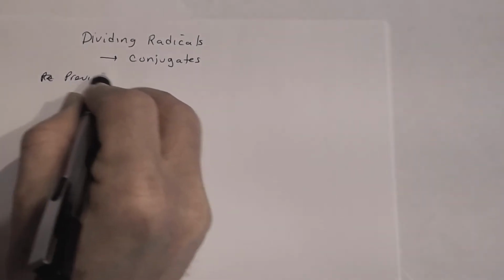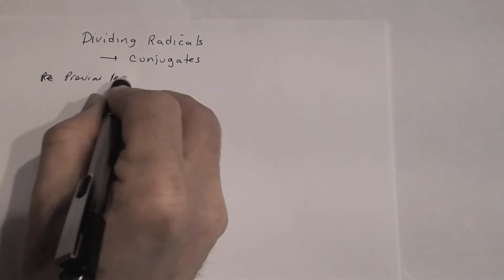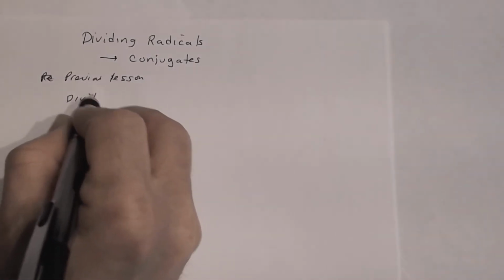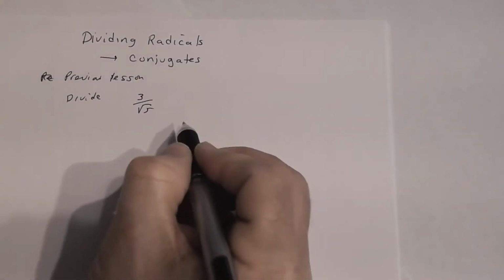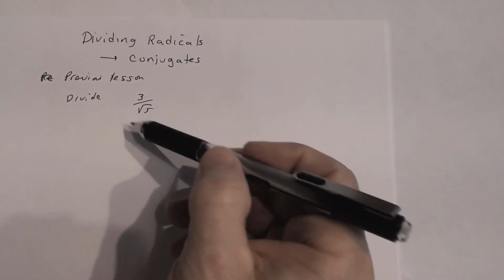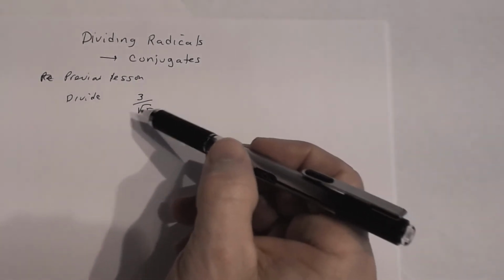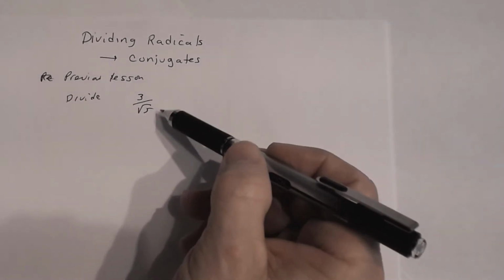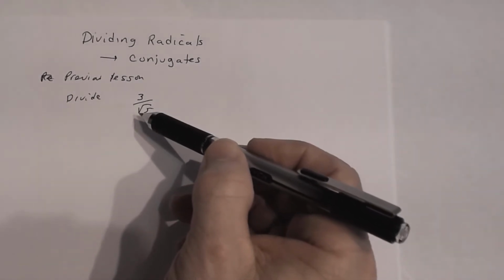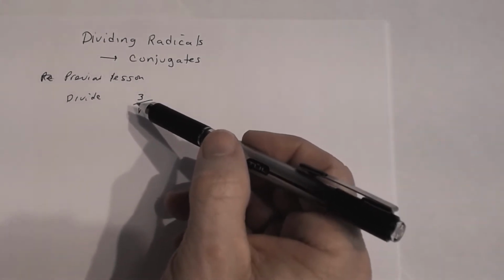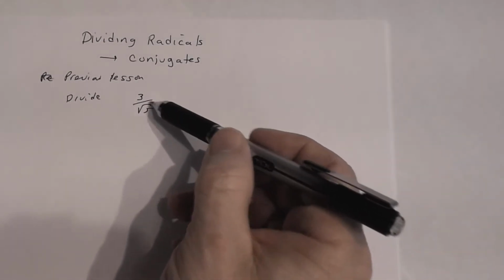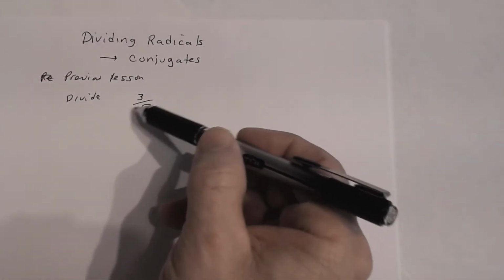we had this situation. In the previous lesson, you wanted to divide, and let's say we had 3 divided by the square root of 5. Remember, if you look at your denominator right now, the denominator is an irrational number. So what you're asked to do when you divide this is to rationalize the denominator, meaning that you want the denominator to be a rational number.